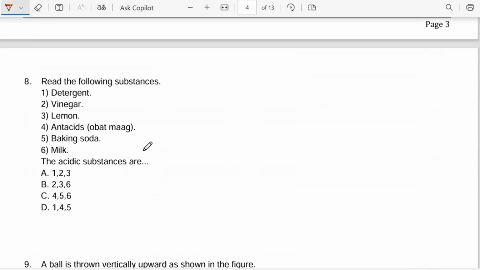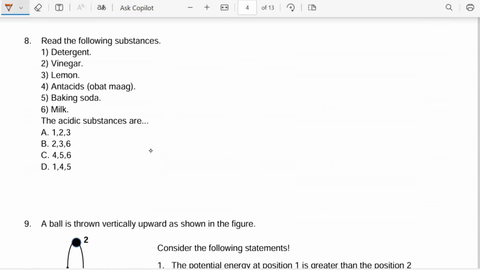Next, question number 8. You are given several substances, and then you just need to find out which ones are acidic substances. Detergent is a base. Vinegar is, yes, acid. Lemon is, of course, acid. The antacid or the medicine for the stomach is actually a base because it's used to neutralize the acid inside our tummy. And then baking soda is base, and milk is actually acid, even though it's not a strong acid, of course. So the acidic substances are 2, 3, and 6. So the answer is bravo, 2, 3, and 6.